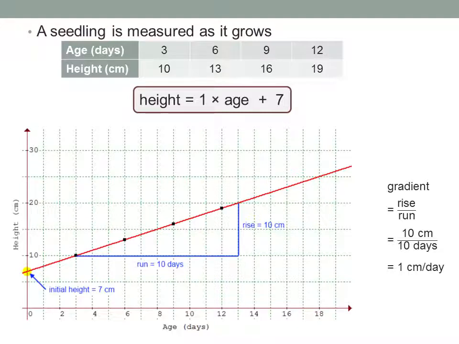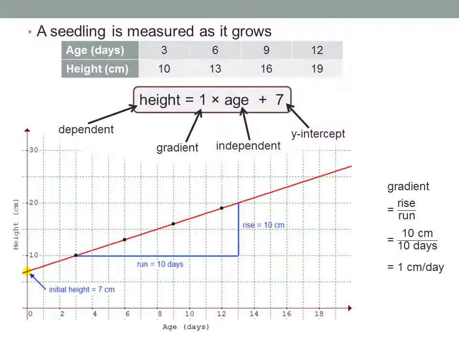In fact, the gradient is also hiding in this equation. It's just that its value is 1 in this case. The height is 1 times the age plus 7. The dependent variable is equal to the gradient times the independent variable plus the Y-intercept. This equation structure applies any time you have a linear relationship. We'll see it again and again as we look at more complex examples.